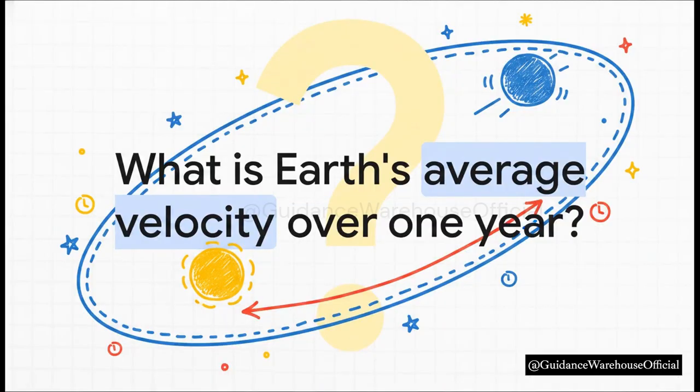Now, I want to leave you with one final massive-scale thought experiment based on everything we learned today. The Earth travels hundreds of millions of kilometers through space at an absolutely incredible speed. But if the Earth completely orbits the Sun and returns to its exact starting point every single year, what is its average velocity over that year? Think about the displacement. I'll let you ponder that one.